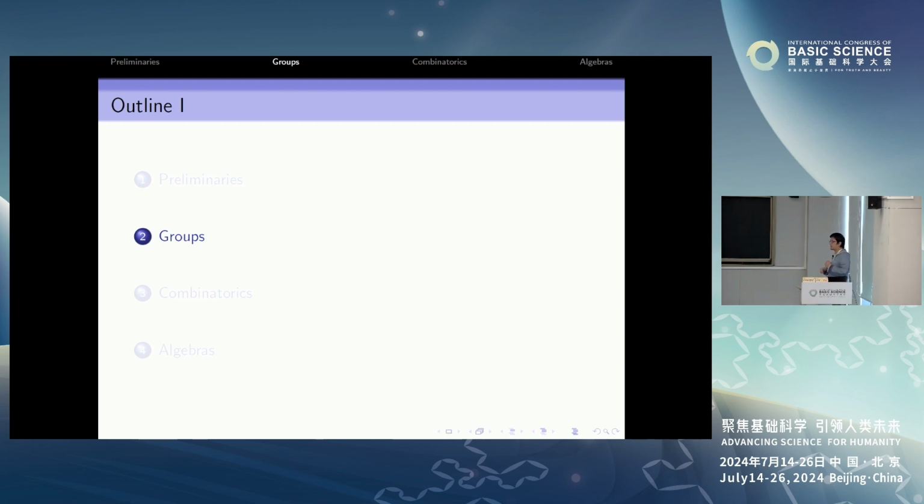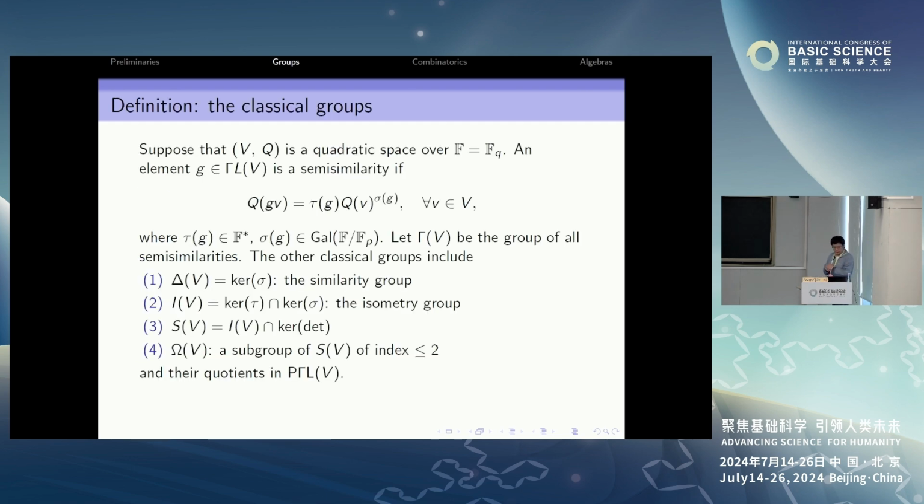So the second part, we will talk about applications to groups. So first, what are the classical groups? We mentioned the polar space. So what are the groups? The groups, to put it in a simple way, are the isometry group. This is the group of invertible linear transformations which preserve the form. I use the quadratic form as a demonstration. You can define this for the symmetric case, symplectic case, and the Hermitian case in a similar fashion.